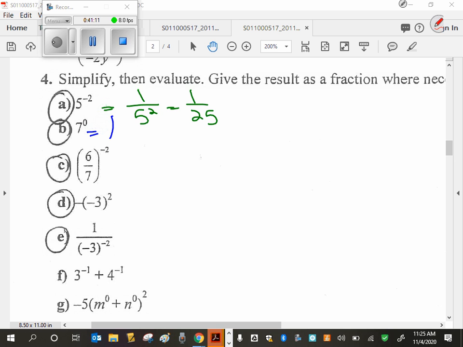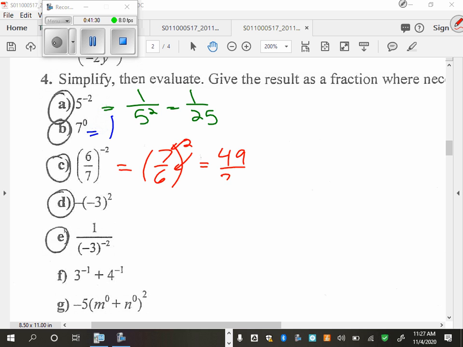Okay, this one, shortcut, you do it. Okay, shortcut, flip it. That's not flipping it. That's being old. Flip it. 7 over 6, and then get rid of the negative exponent. So you square, square. So 7 squared divided by 6 squared. Beauty. D. There's a negative sign. Leave it in front. Leave it out front. That's what I've been telling you.